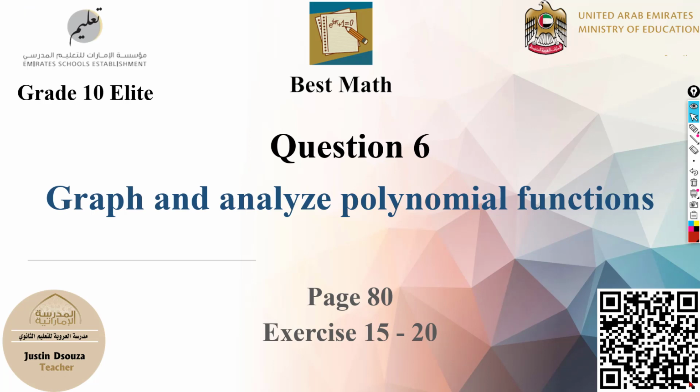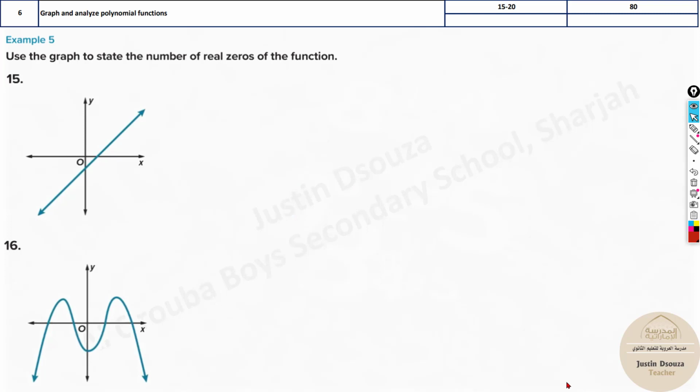Question number 6 is to graph and analyze polynomial functions. This is a simple one. Basically here they have given the graphs of a polynomial function and you need to just state where the real zeros are. So these are the type of questions.